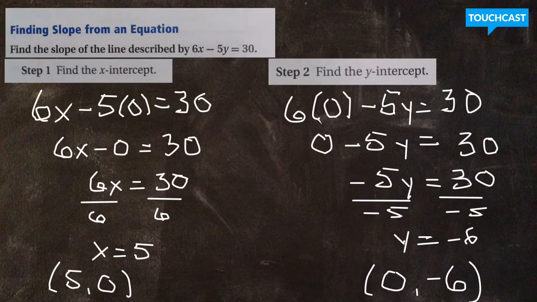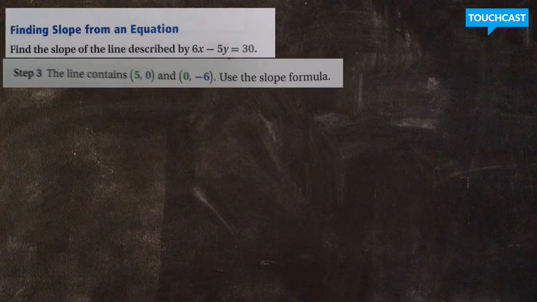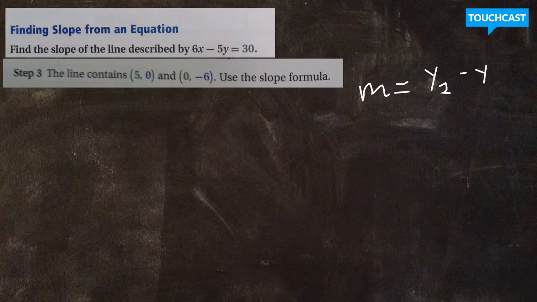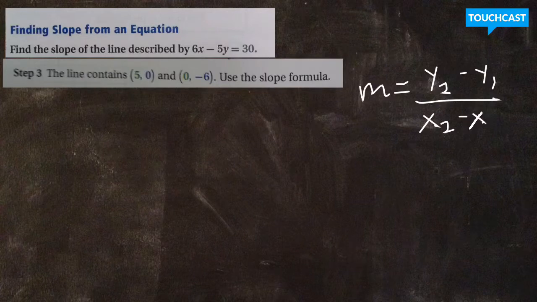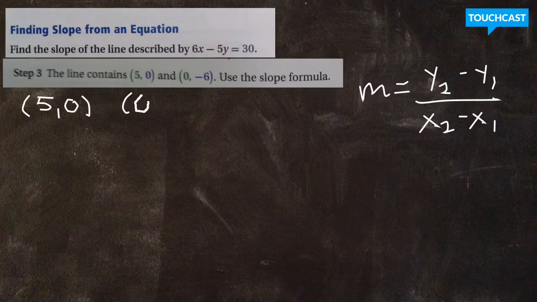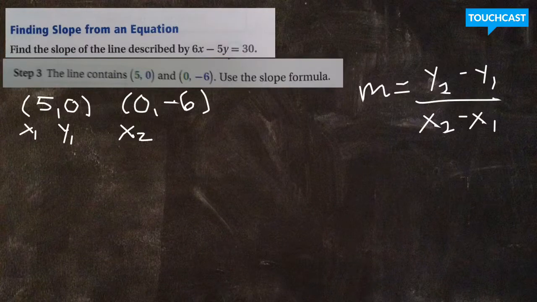Now we can move on to step 3. So let's just remember that our slope formula is m equals y2 minus y1 all over x2 minus x1. So we have the ordered pairs 5, 0 and 0, negative 6. So let's just call 5, 0 our x1, y1, and 0, negative 6 our x2, y2. So we're going to plug those into the formula.